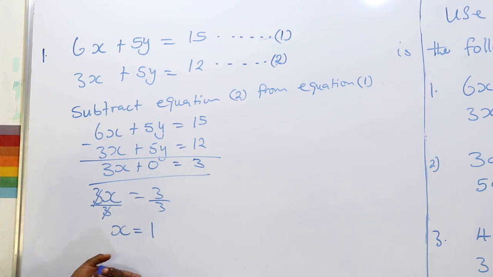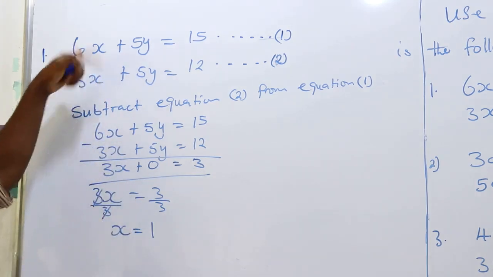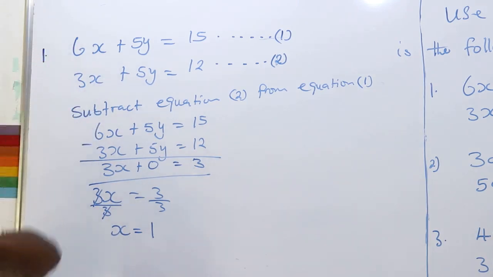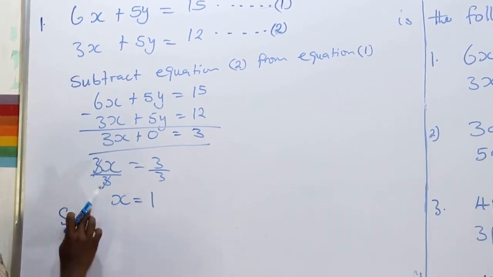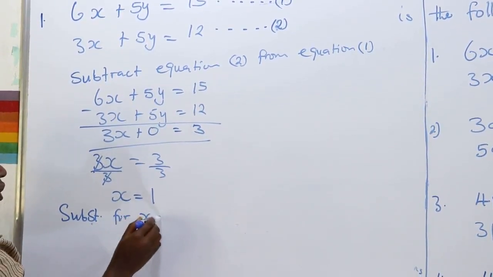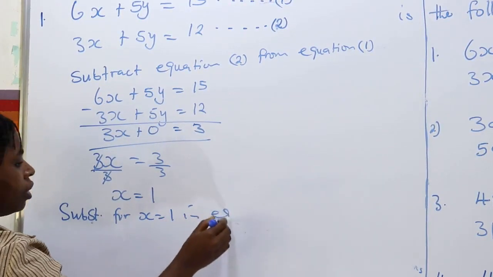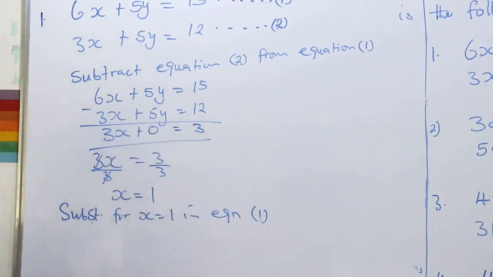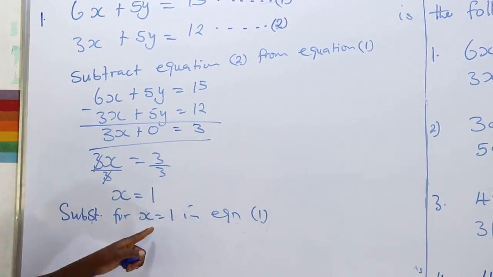So we've gotten the value of x to be 1, but we need to get the value of y. So you can now substitute x equals to 1 in any of the equation of your choice. So I will use 1, you can now use the other one to try. So let's say substitute for x equals to 1 in equation 1. You can try equation 2. So wherever we see x, we write 1.